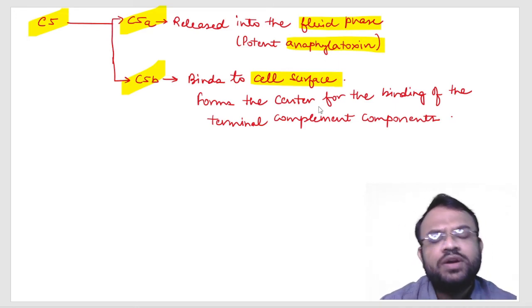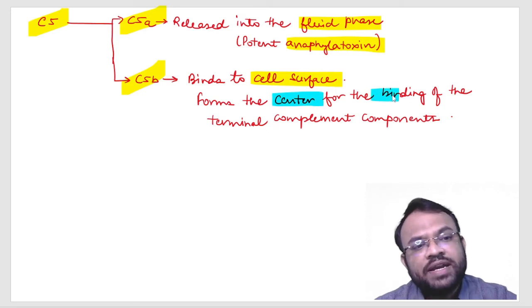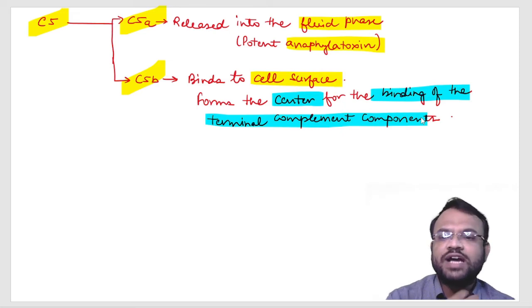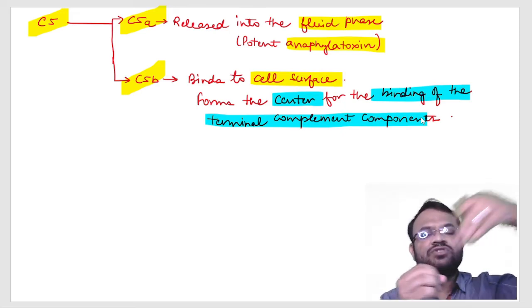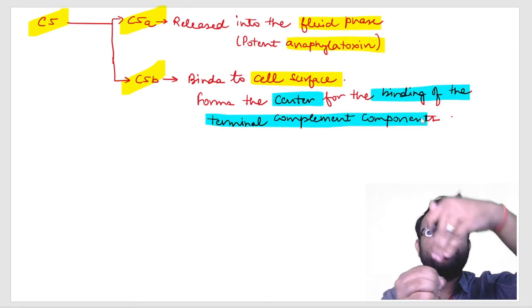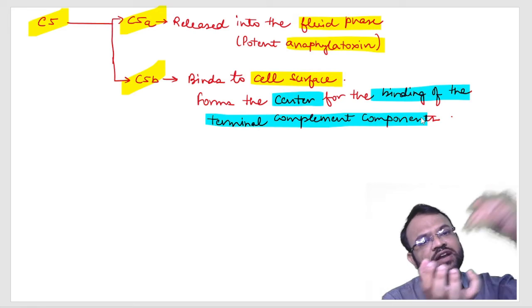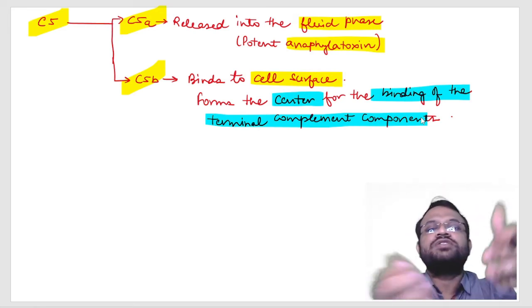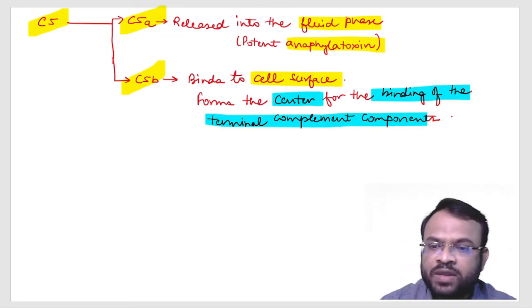It forms the center for the binding of the terminal complement components. What does that mean? It will help in the binding of the upcoming complement proteins. C5b will first serve as a docking site, and other proteins will come and bind with it onto the surface of the pathogen or cell that is to be destroyed.